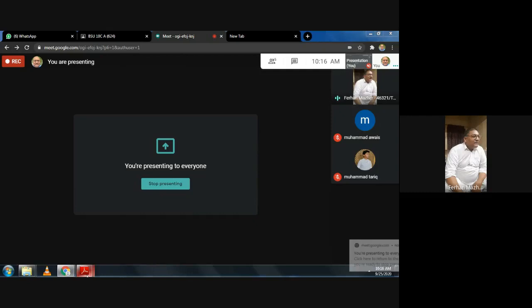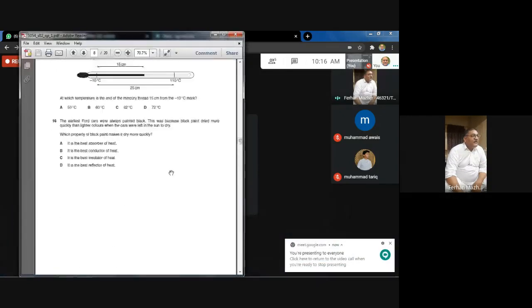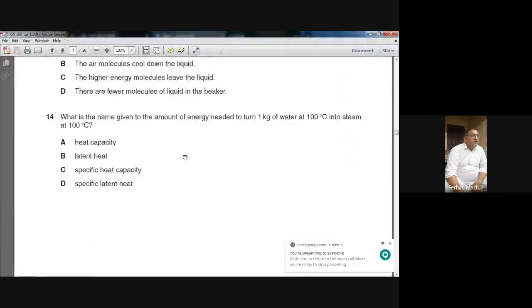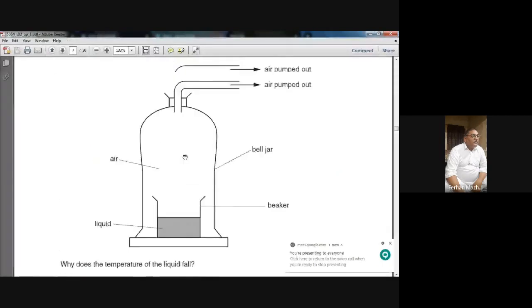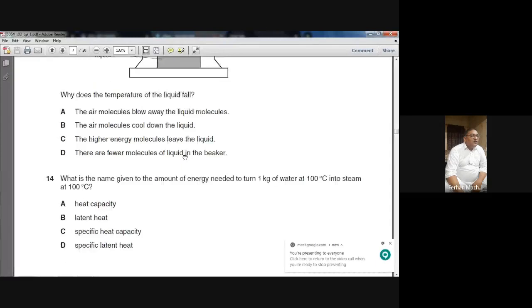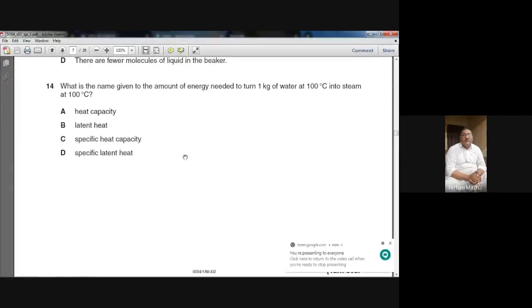So let's start our first MCQ, which is related to heat. This is on your screen. This is the 2002 summer MCQ paper. The first question is, what is the name given to the amount of energy needed to turn 1 kg of water at 100 degrees centigrade into steam at 100 degrees centigrade? So the temperature is not changing, but the water will turn into steam. So at its boiling point, the energy needed to turn 1 kg of water into the gaseous form, what do we call it? You remember?